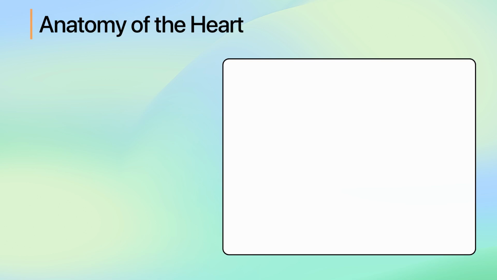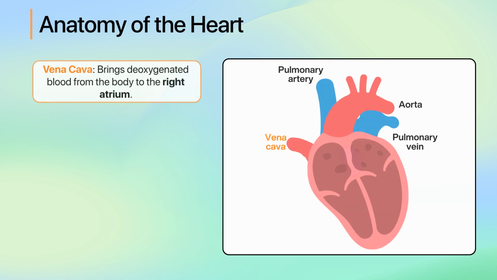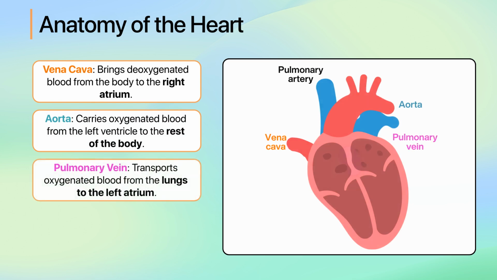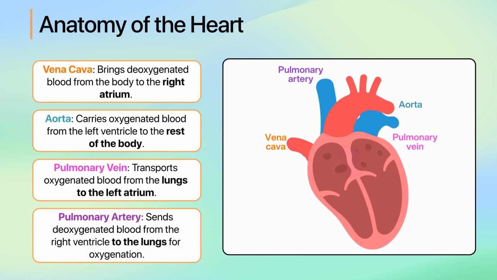Supporting this functionality, the heart is connected to 4 major blood vessels. The vena cava brings deoxygenated blood from the body to the right atrium. The aorta carries oxygenated blood from the left ventricle to the rest of the body. The pulmonary vein transports oxygenated blood from the lungs to the left atrium. The pulmonary artery sends deoxygenated blood from the right ventricle to the lungs for oxygenation.